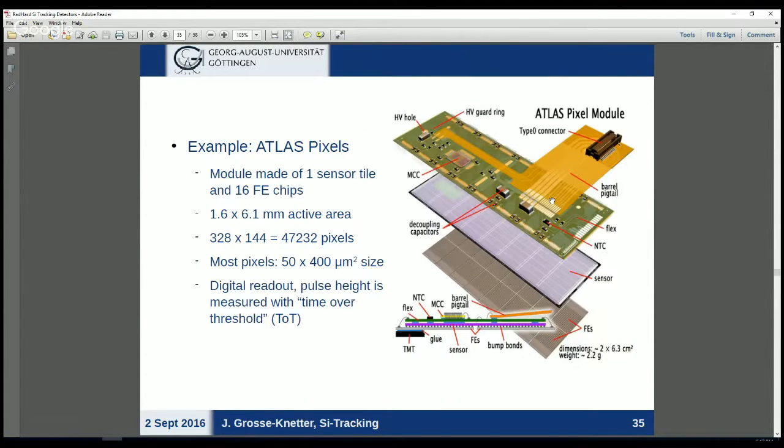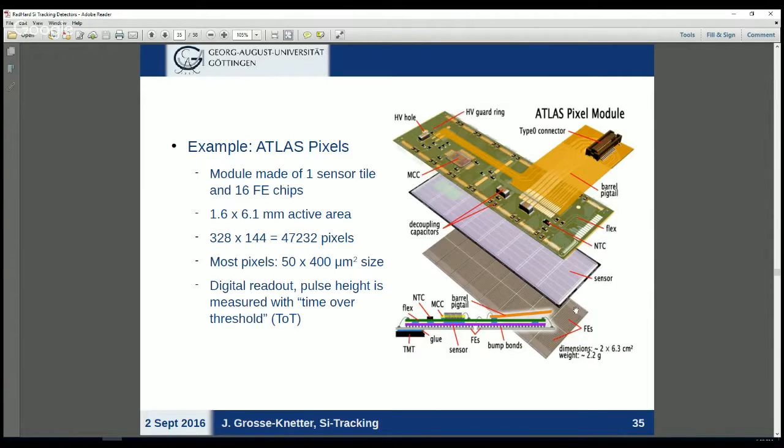So in the end, we were able to go down to a loss of less than 1% on a few centimeter by few centimeter device, which is acceptable for a tracking device. And for example, what comes out is what you see on this slide as an ATLAS Pixel detector module, as we call it. So a device that is standalone data taking, if you want.